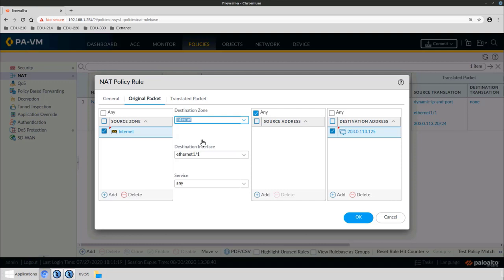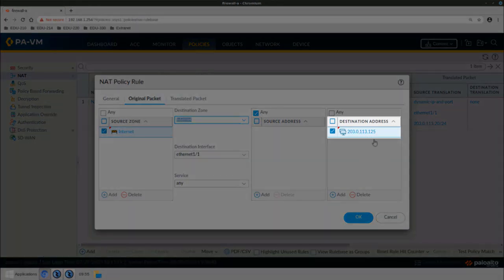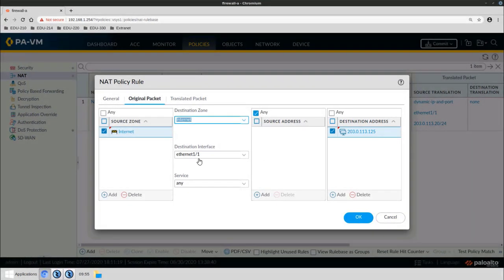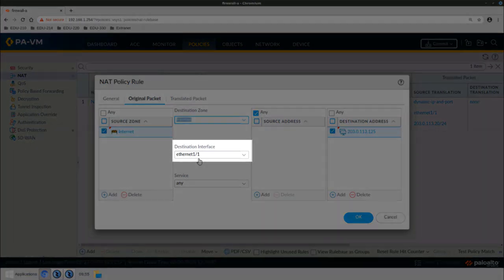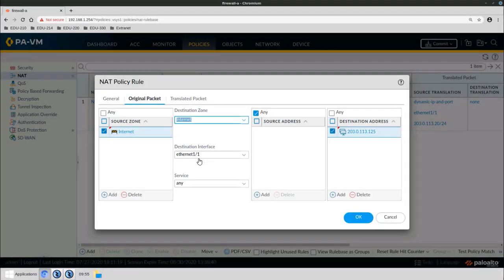This can be initially confusing. Most folks assume that the destination zone should be set to the extranet zone, where the application server resides. But remember that the destination portion of the packet, 203.0.113.125, that IP address is bound to Ethernet 1.1 on the firewall, and Ethernet 1.1 on the firewall is part of the Internet security zone.